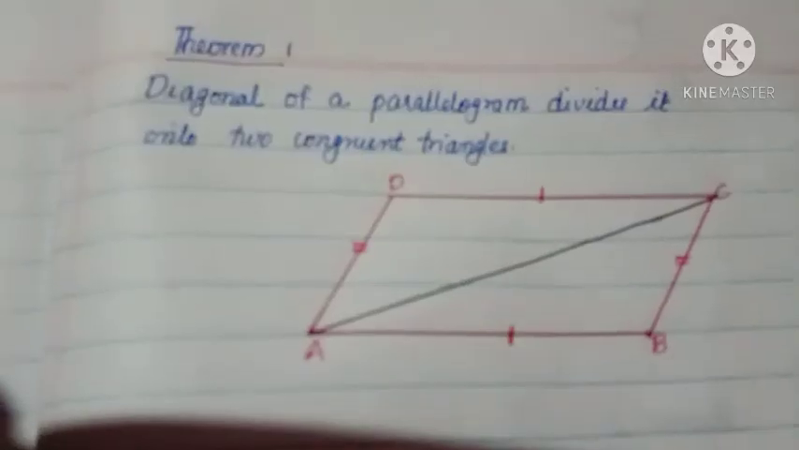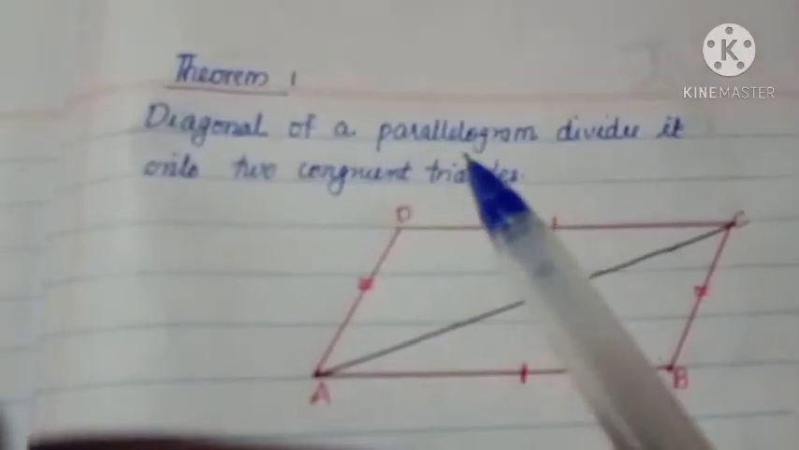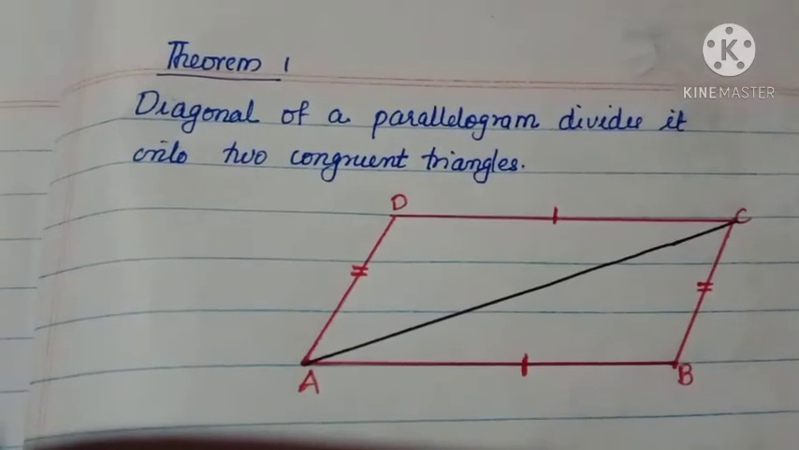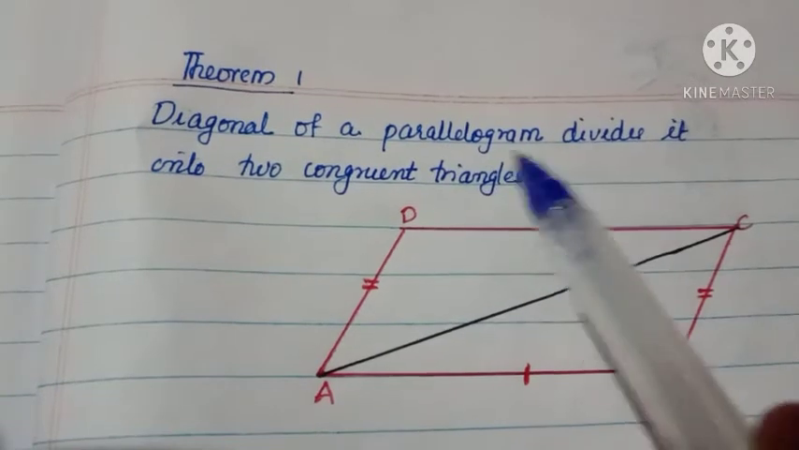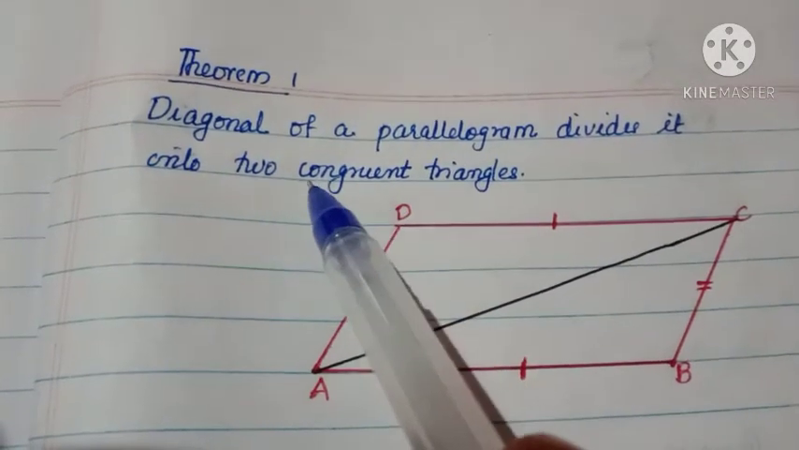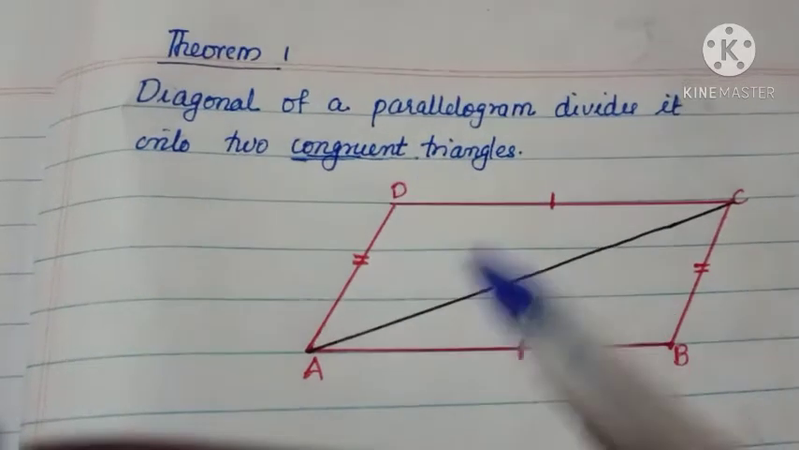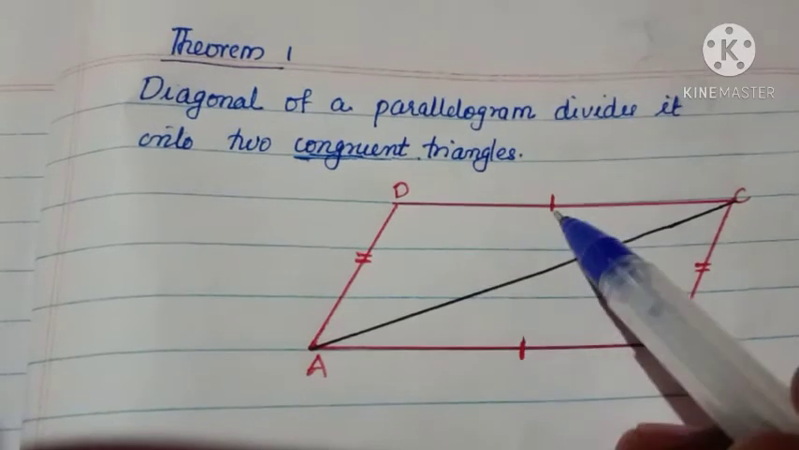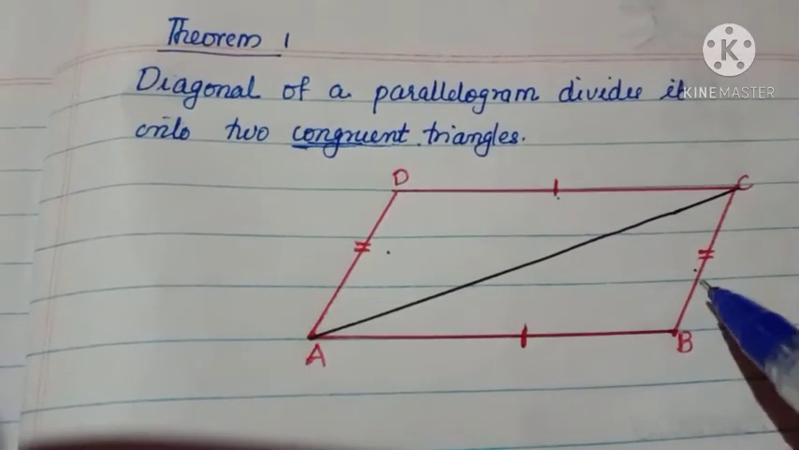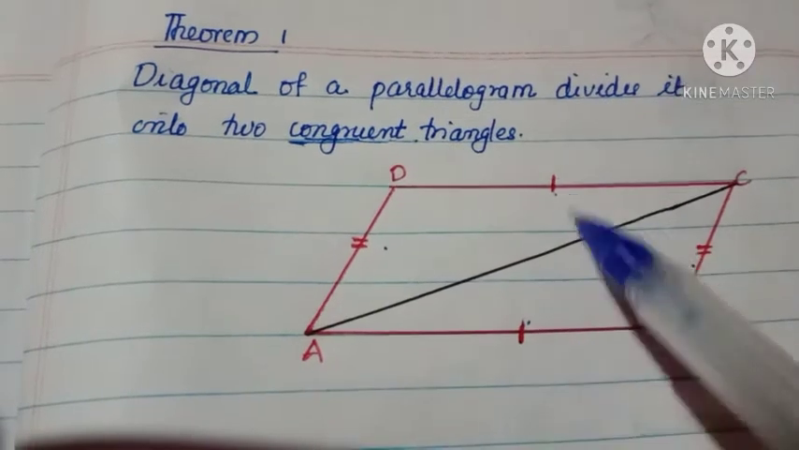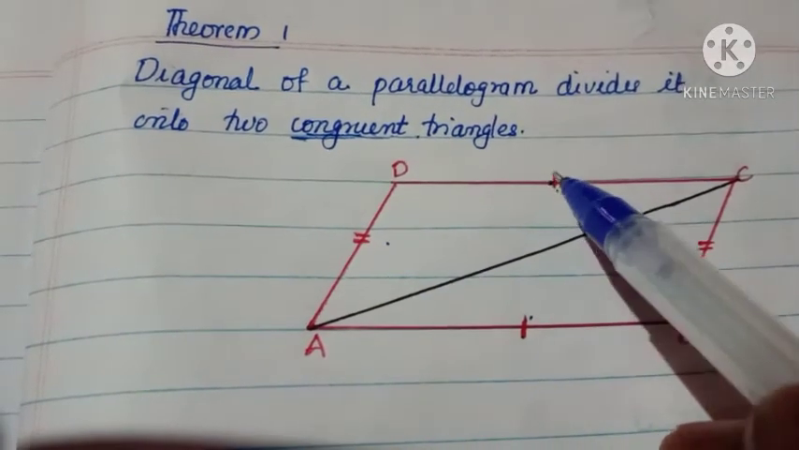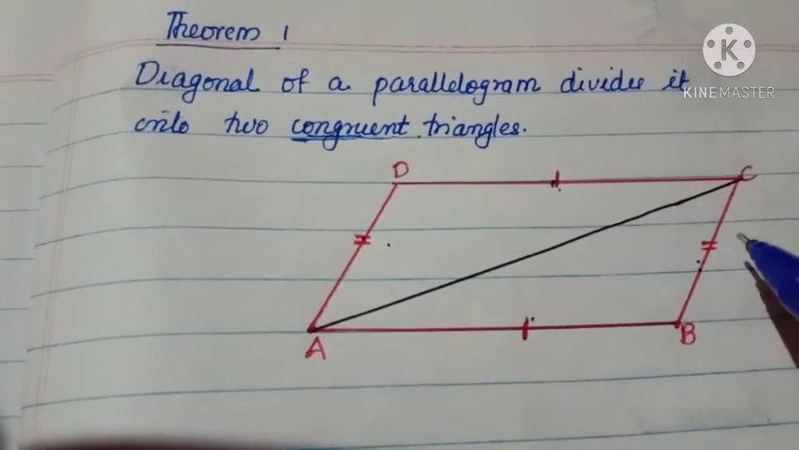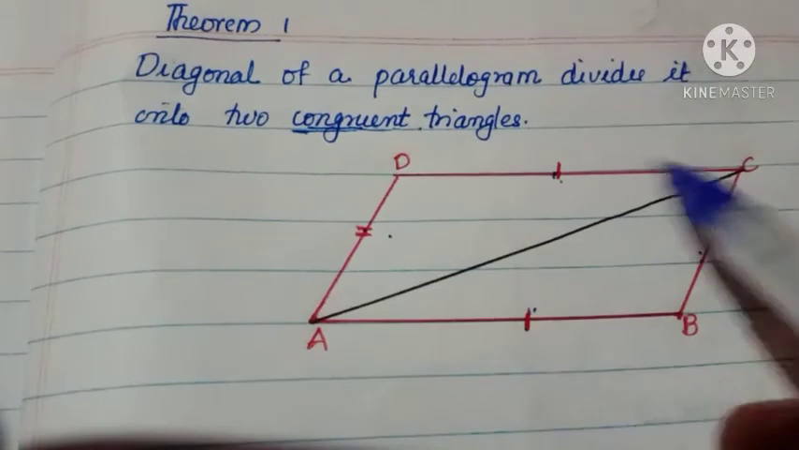Let's watch. Theorem 1: a diagonal of a parallelogram divides it into two congruent triangles. Listen, ABCD is a parallelogram. Parallelogram means both pairs of opposite sides are equal and parallel. Here AB and CD are equal and parallel. AD and BC are equal and also parallel. ABCD is a parallelogram.